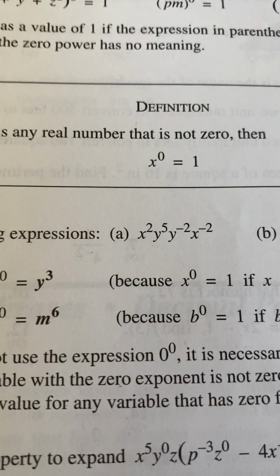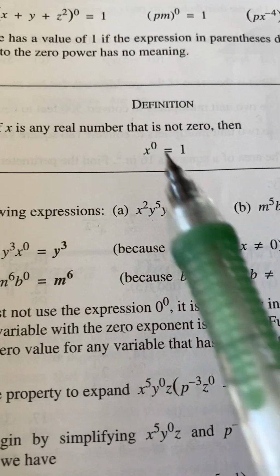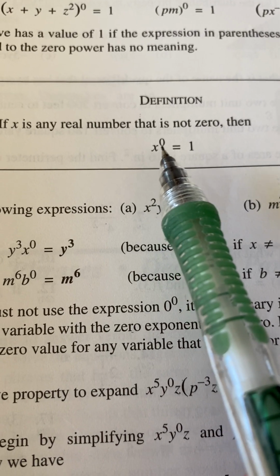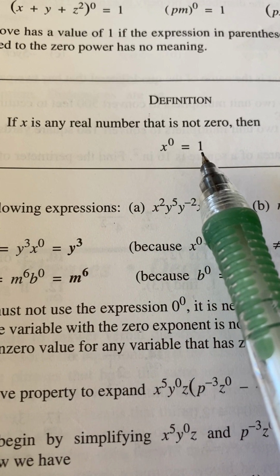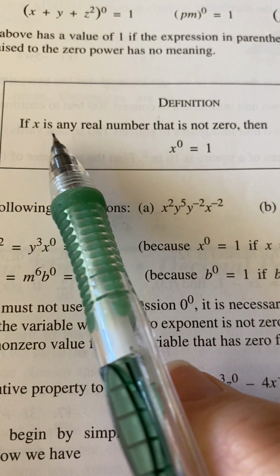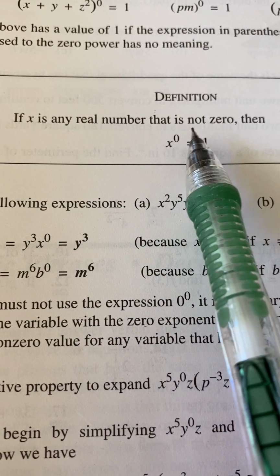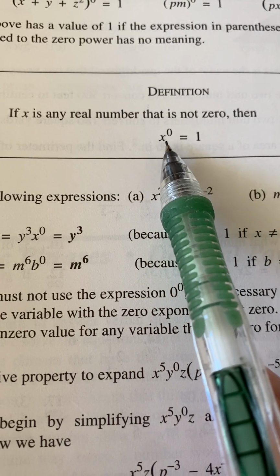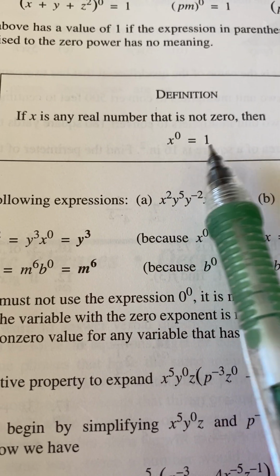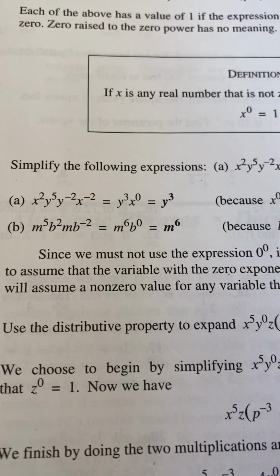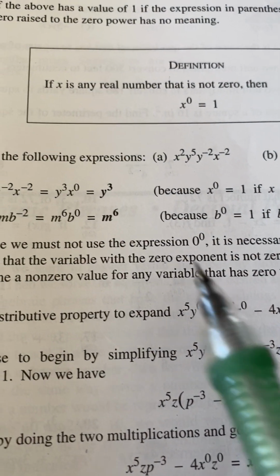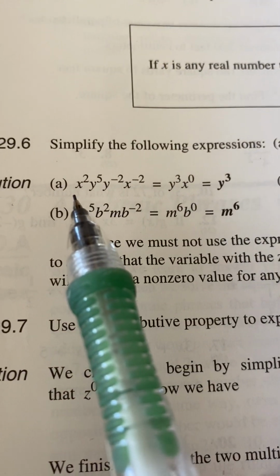Here is another definition, and the definition is anything to the 0 is equal to 1. So we can't have 0 to the 0. So if x is any real number that is not 0, then that thing to the 0 is equal to 1. So let's take a look at how this works out in some situations.